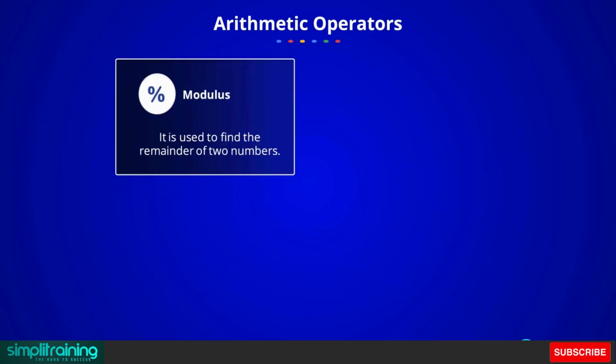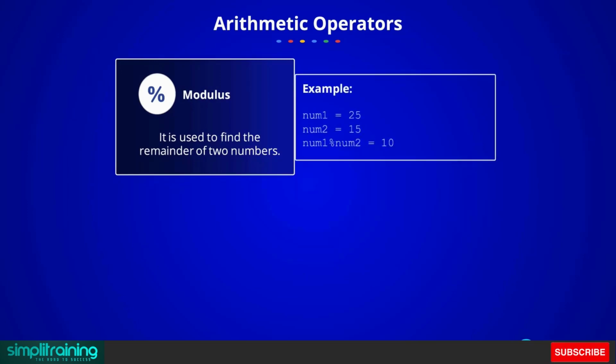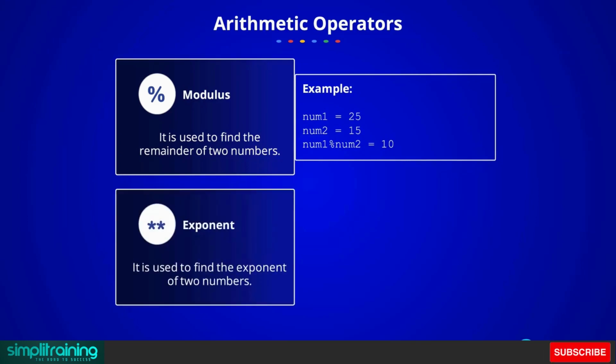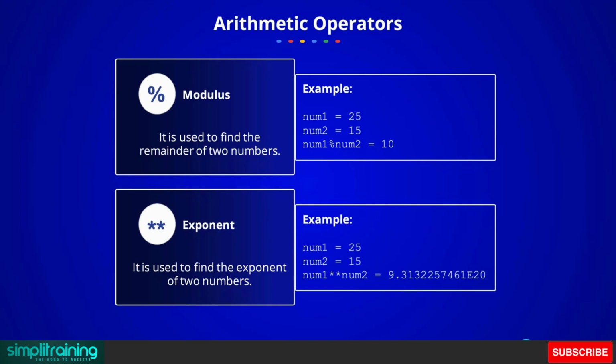Modulus is used to find the remainder of two numbers. In this example, num1 modulus num2 equals 10. Exponent is used to find the exponent of two numbers. It just means raised to the power of. So num1 raised to the power of num2 equals 9.313225746 to the power of 20.